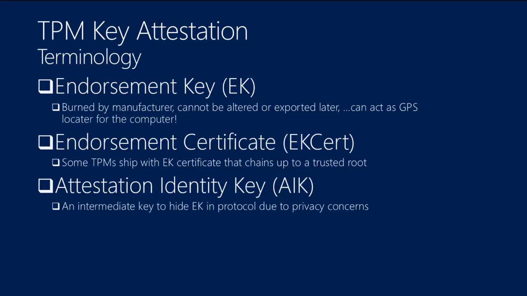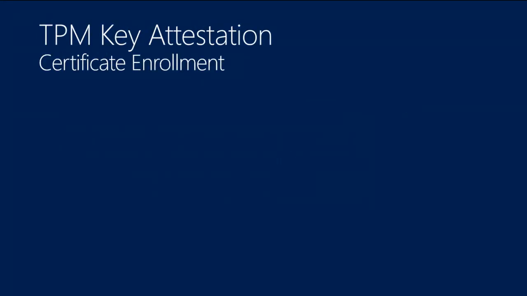AIK is used for the reason that I outlined before. EK is very unique for this machine. But derived keys, AIK keys, can actually help to hide the identity of this machine, while however providing very easy derivation from EK keys. Okay, we're good on terminology? Now it's getting very simple.